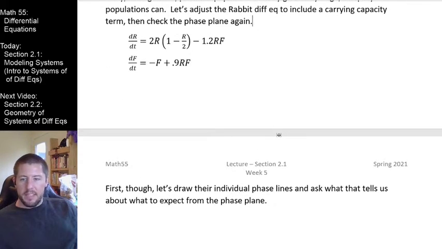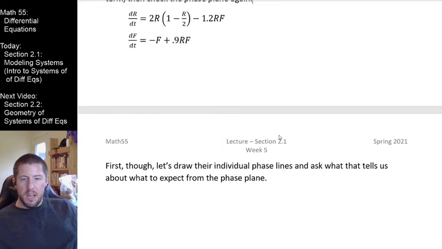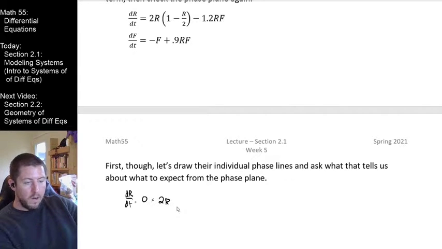But first, let's see if we can graph some stuff here. Let's draw the individual phase lines for rabbits and foxes and ask what this tells us about what to expect from the phase plane. So if we're looking here at dr/dt equals 0, that's our 2r(1 - r/2) - 1.2rf.